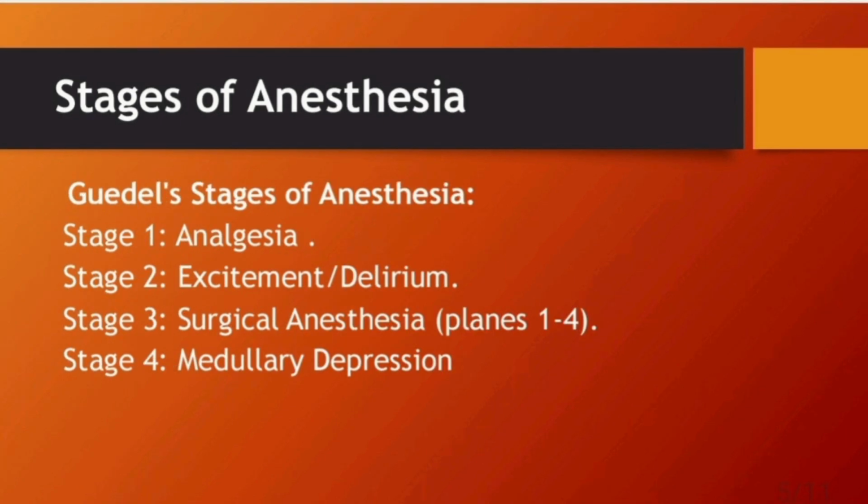Stages of anesthesia. Stage 1, analgesia. The patient is here sedated but able to walk. Breathing is slow but regular, and the patient loses the ability to feel pain.